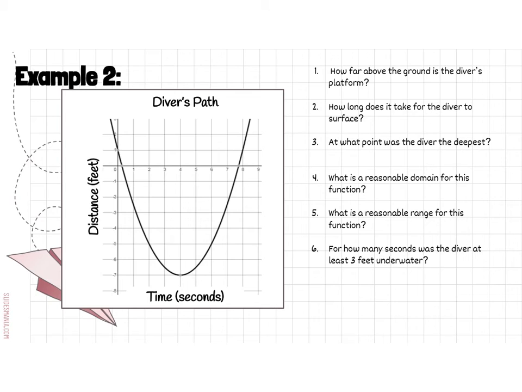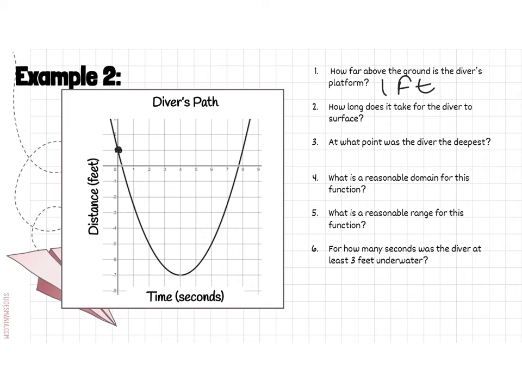Okay, so we have distance and time, and you see we're negative because we are diving into the water. Underneath the sea level would be 0, or the level of the pool would be 0. So how far above the ground is the diver's platform? Well, we see here the y-intercept is at 1, so he's starting 1 foot above, 12 inches. That seemed reasonable to me. So 1 foot.